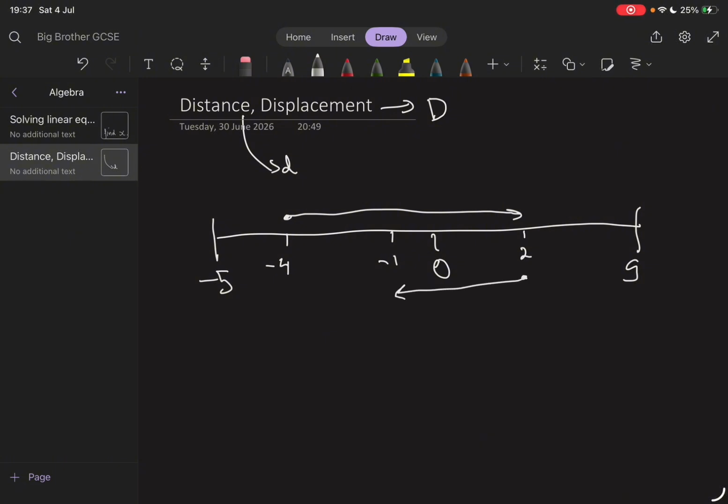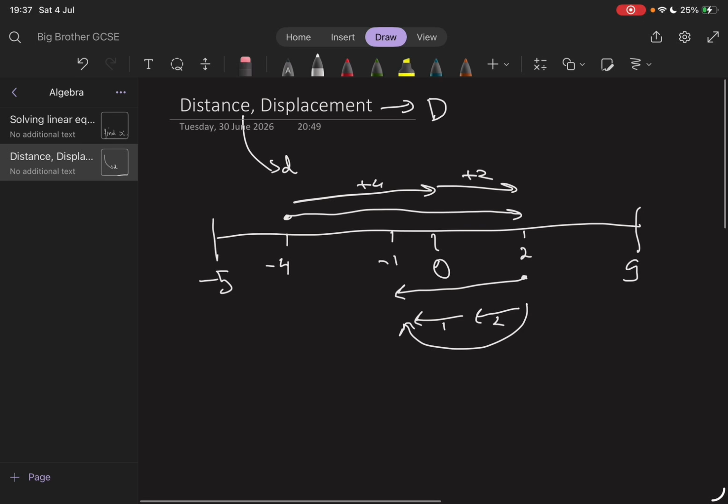Our distance would be the total amount that we traveled. So we went from -4 to 2. So that would be +4 over here. Then it would be +2 over here. Then we also went from 2 to -1. So that would be 2 over here, and then 1 over here. So that would be 3. So that would be 4 plus 2 plus 3, a total distance of 9.